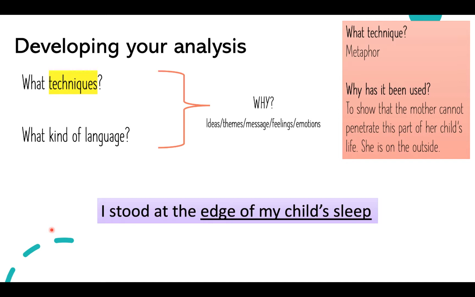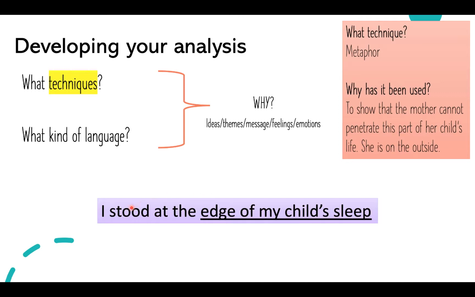So again, we have our questions. You'll notice that I've got my what and my why on the screen. So the first thing that you want to do once you've got your quotation is you want to ask yourself, what do I see in terms of techniques or devices? Now, what you would be doing in an exam situation is this: you would have chosen the quotation because it supports a point that you are trying to make. For the purpose of this, there is no essay question. I'm just showing you how to develop your analysis.